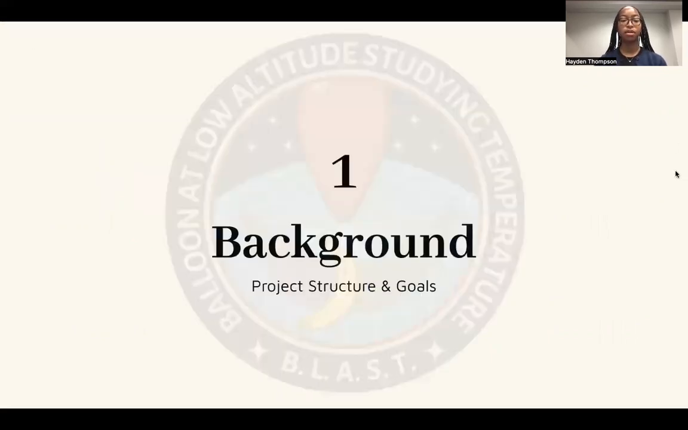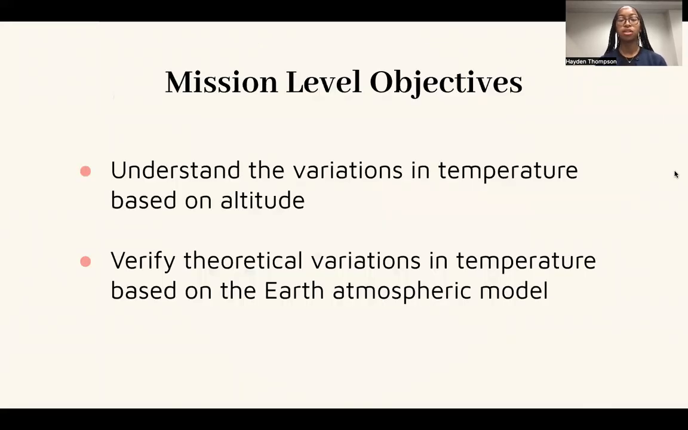For our background, I will take you through some of our project structure and goals. So for our mission level objectives, we wanted to prioritize both understanding and application of new scientific concepts. So first, we sought to understand the variations in the temperature based on altitude. And we did that with the goal of verifying theoretical variations in temperature based on the Earth atmospheric model.